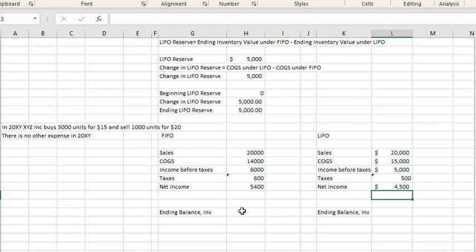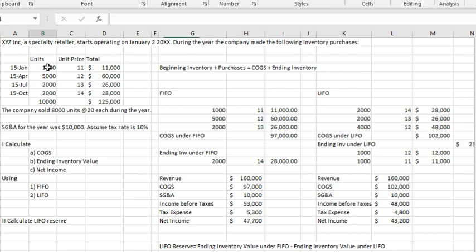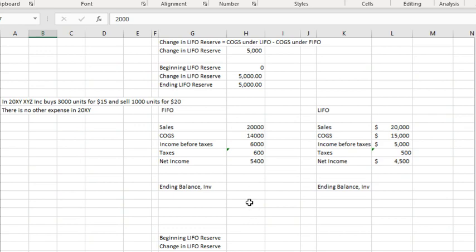And then let's start looking at the ending balance of inventory under FIFO. What we are going to do is, in these 2 years, in the first year we used these under FIFO, and we used 1,000 of these. So another 1,000 at $14 is left under FIFO, plus we still have the 3,000 units that we haven't sold, that cost us $15. So this is the ending balance inventory under FIFO.